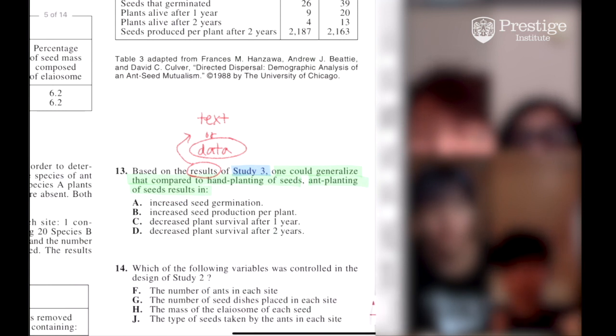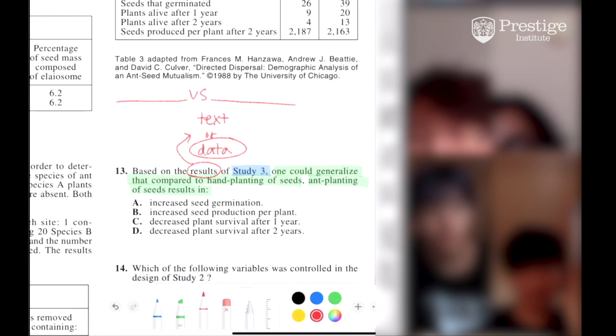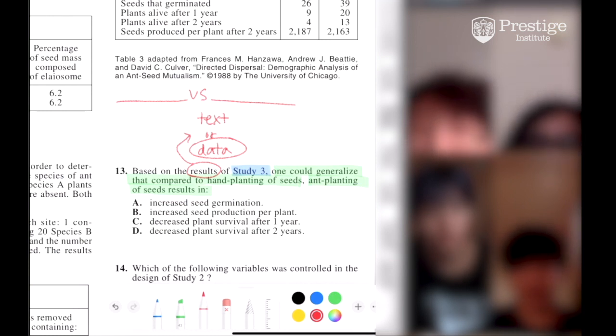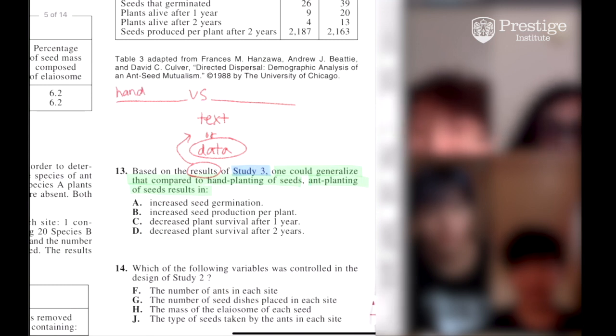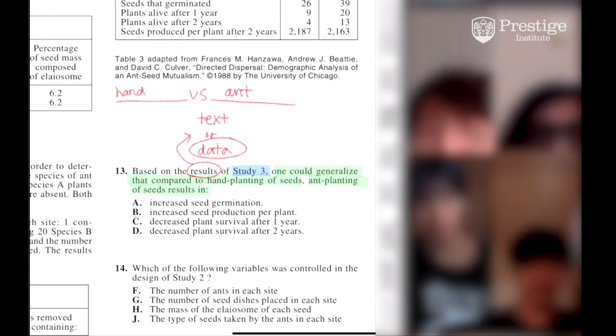And what versus what are we looking at? If Ryan could answer that, that'd be perfect. What versus what are we looking at according to our question? Hand planting seeds and planting. Good. Perfect. Okay, got it. So we know that we're looking at hand versus ant, right? So knowing what we're looking for, and now that we're aware of what we have to look for, we're going to have a better idea of finding our answers in the data of study 3.